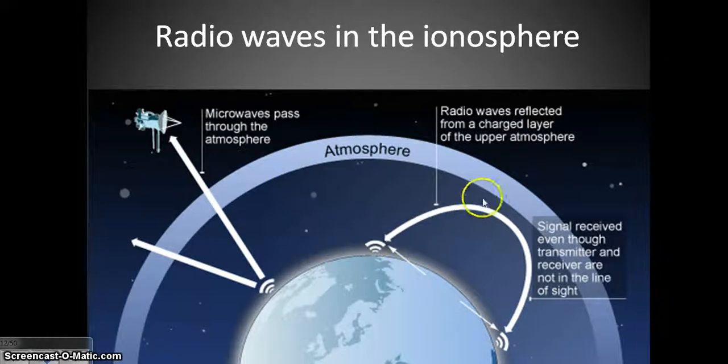Radio waves don't pass through our ionosphere, the charged layer of the upper atmosphere. And so even though you don't need to be in a direct line of sight for a radio tower, you just have to be close by because the radio signals hit the upper layer of the atmosphere and reflect back. And so as long as you are close to that transmitter, you'll receive the radio wave, unlike microwaves that pass right through the atmosphere.